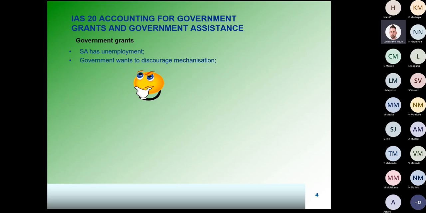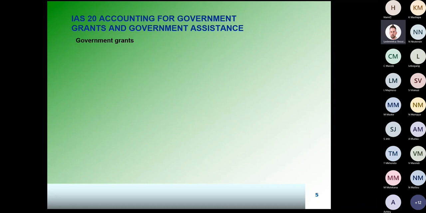All right, so government grants, how do we do that? Government maybe will provide an incentive to pay salaries rather than to buy the machines. So if we have 10,000 people working for us and we want to lay off half of them because we want to buy a machine to replace those people, government says, let's rather give you an incentive and we will pay part of the salaries instead of you buying a machine.